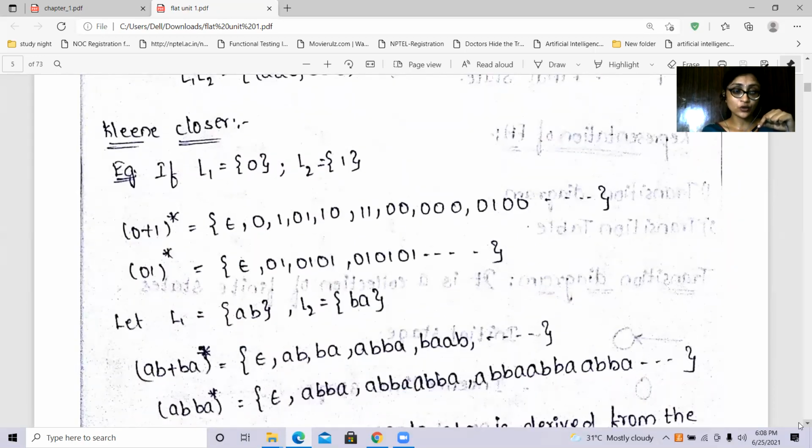And coming to the Kleene closure, we also learned that Kleene closure means nothing but the collection of all the strings of that particular alphabet along with epsilon, meaning the string with the length of 0. For example, they have given the two languages L1 equal to 0 and L2 equal to 1. The Kleene closure of 0 and 1 will be like this, where plus represents OR.